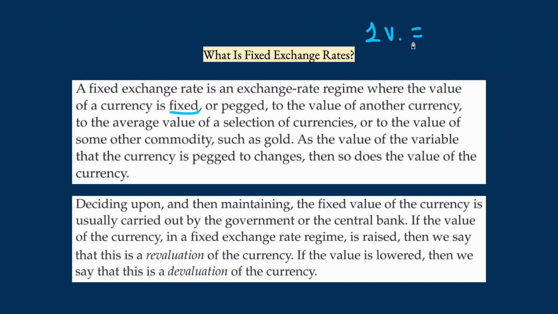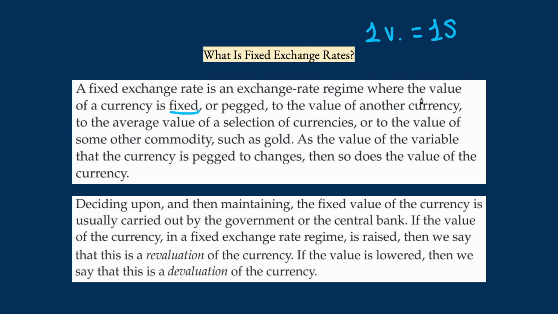The same thing can be said if I want to be equal to an average value of currencies such as $1 and €1. In this case, I would take the average value of a selection of currencies, because there's more than one here, and then equate it to my value. So as the average between these two goes up, so does my value. As it goes down, so does my value.